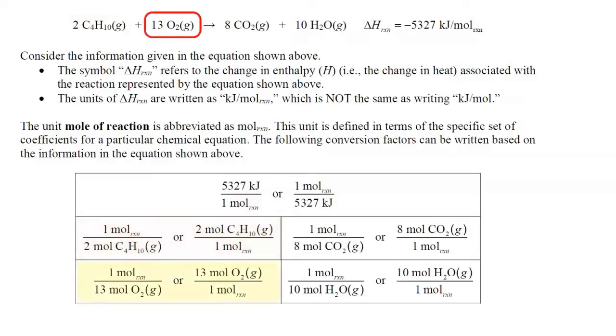13 moles of oxygen gas, O2, are consumed for every 1 mole of reaction. 8 moles of carbon dioxide gas are produced for every 1 mole of reaction. 10 moles of water vapor are produced for every 1 mole of reaction.